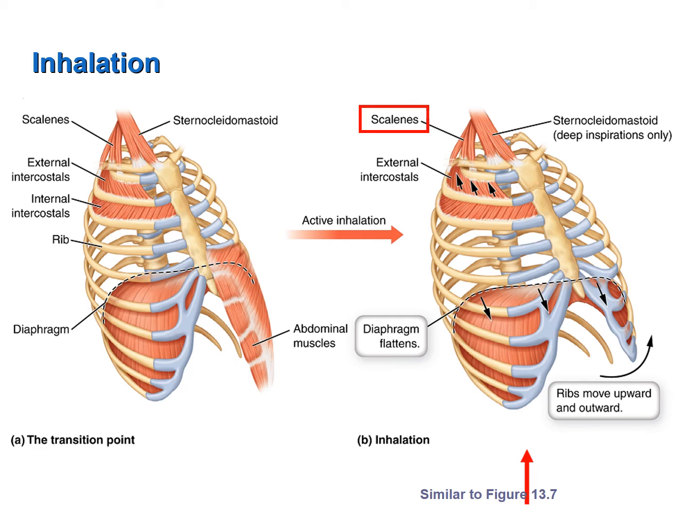Scalene muscles, which are attached to the skull and the ribs, contract and elevate the ribs. During deep inspirations, such as during strenuous exercise, the sternocleidomastoid muscle also elevates the ribs. External intercostal muscles lying between the ribs contract and raise and expand the chest. The diaphragm contracts, and as it contracts, it flattens and pushes the abdominal contents downward.